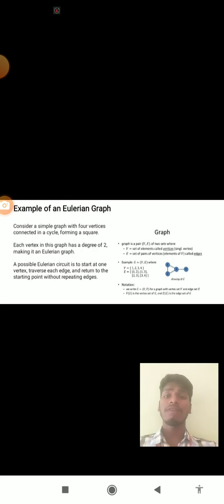Example of an Eulerian graph. Consider a simple graph with four vertices connected in a cycle forming a square. Each vertex in this graph has a degree of 2, making it an Eulerian graph. A possible Eulerian circuit is to start at one vertex, traverse each edge, and return to the starting point without repeating edges.